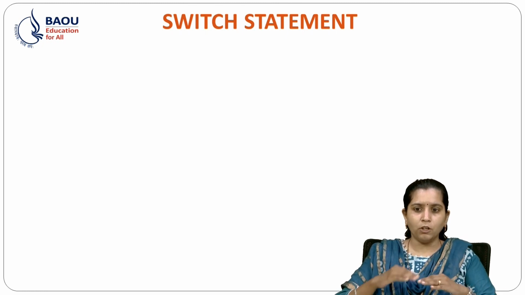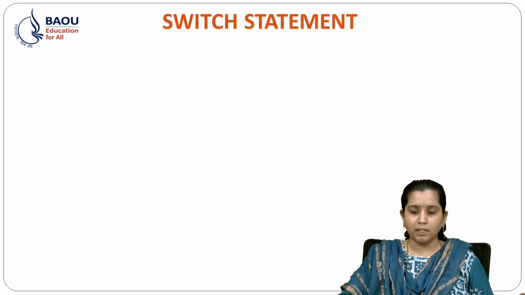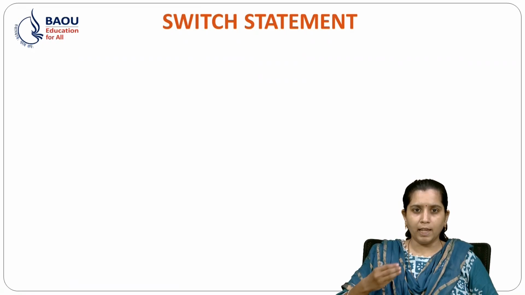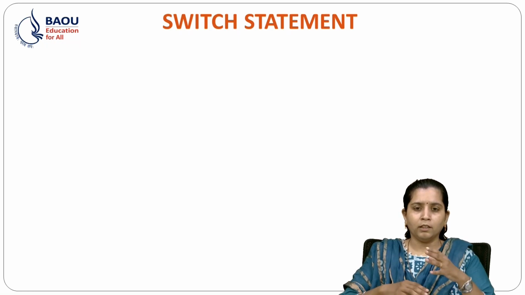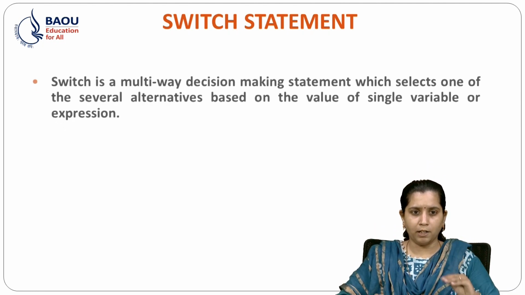The expression to be tested comes after the switch keyword, and it can be a variable, an expression, or the result of a function. The keyword case is followed by an integer or character constant. Every case constant terminates with a colon operator, and it will check whether this matches or not. Let's see the syntax of the switch statement.